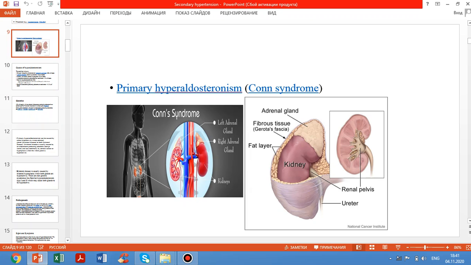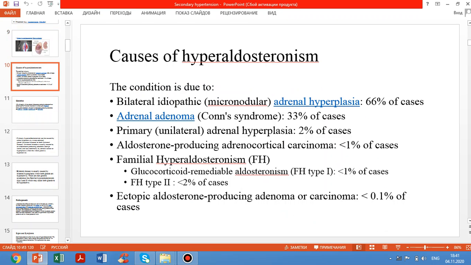Primary hyperaldosteronism, Conn syndrome. Causes of hyperaldosteronism. The condition is due to bilateral idiopathic adrenal hyperplasia, 60% of cases. Adrenal adenoma, Conn syndrome, 33% of cases. Primary adrenal hyperplasia, 2% of cases. Aldosterone-producing adrenocortical carcinoma, less than 1% of cases.